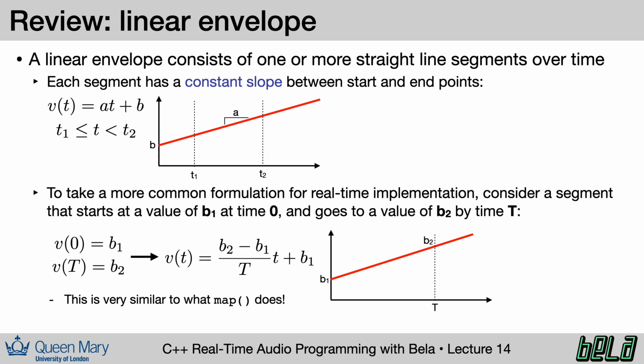We can therefore work out the equation as shown here. The slope is b2 minus b1 divided by capital T, and the intercept, where the segment starts, is a value of b1. Notice that what we're doing is very similar to what the map function does. We're essentially creating a linear mapping between time and output value.